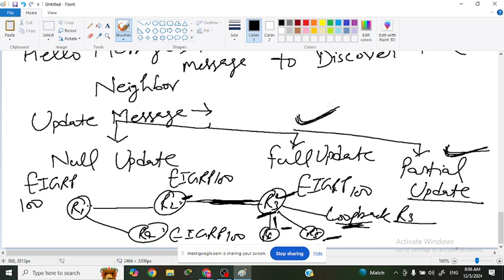Means R3 is sending its entire routing table information, what it had before adding R6, and it is also sending the information of R6. So if it is sending the entire routing table information to R2, then it will be called the full update.